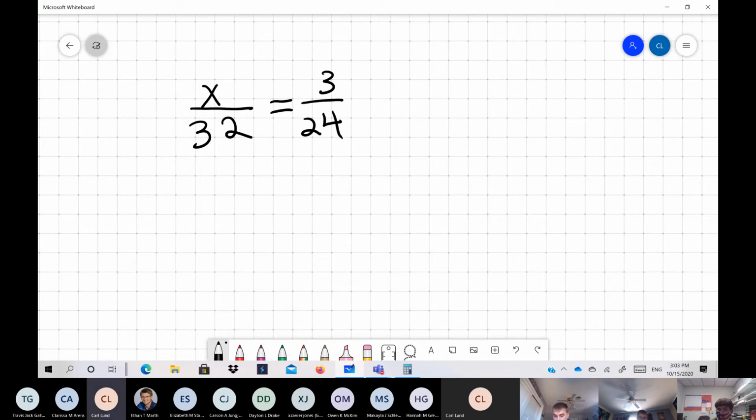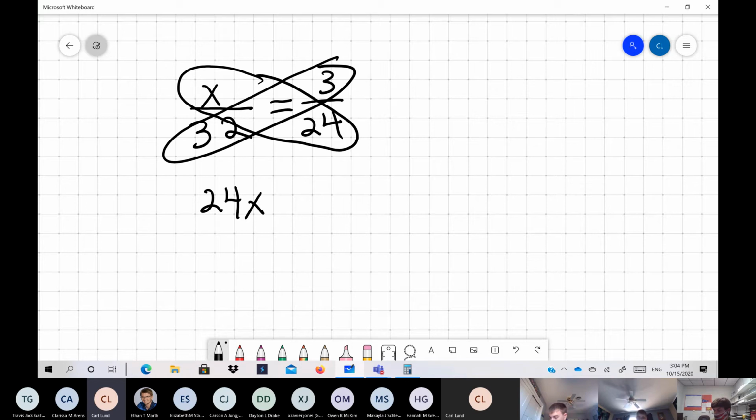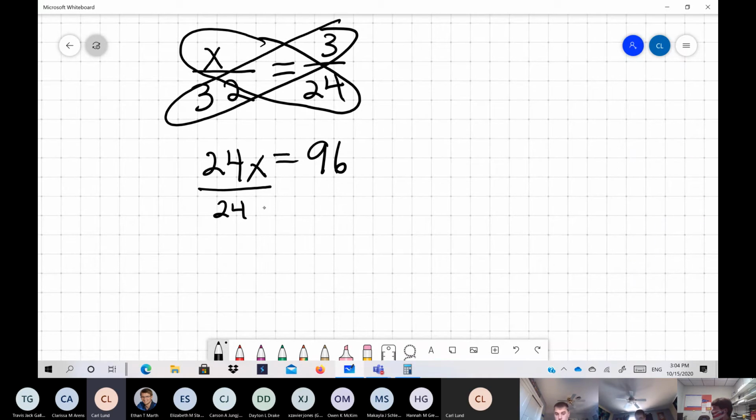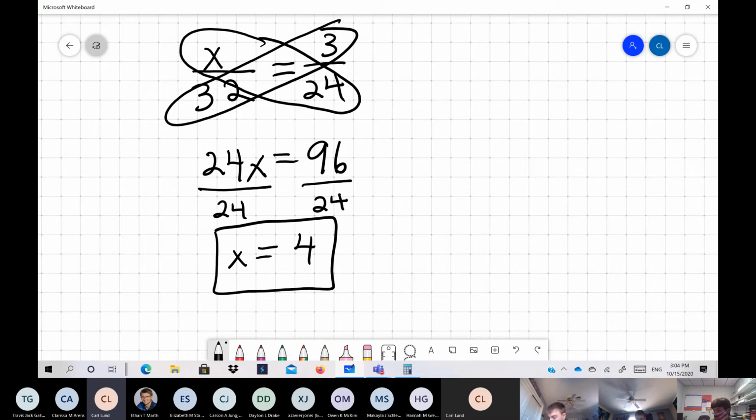Here we have a proportion, x over 32 equals 3 over 24. To solve this, we cross multiply. We take x times 24, that gives us 24x, and again, we usually write the number first before the variable. Then we multiply the other direction, 32 times 3, which is 96. Now we divide both sides by 24, and 96 divided by 24 is 4. Our answer here is x equals 4.